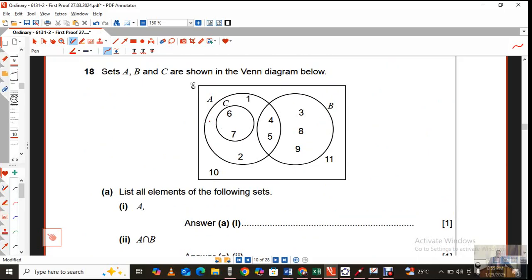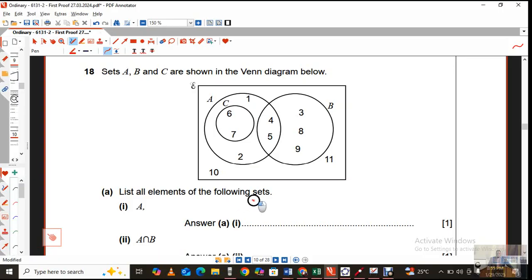Question 18, a little bit of sets questions. So we have got the first one. We have the Venn diagram, A, C, and B. As you can see the sets. And then you can see other things that are not in those sets, that are outside, like the 10 and 11. The first one, you must write all the elements of set A.